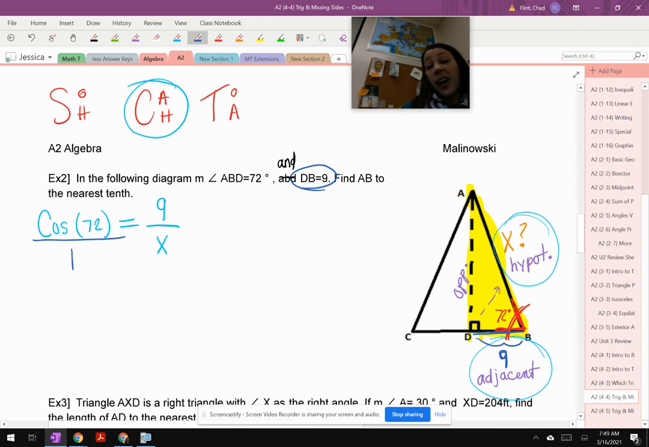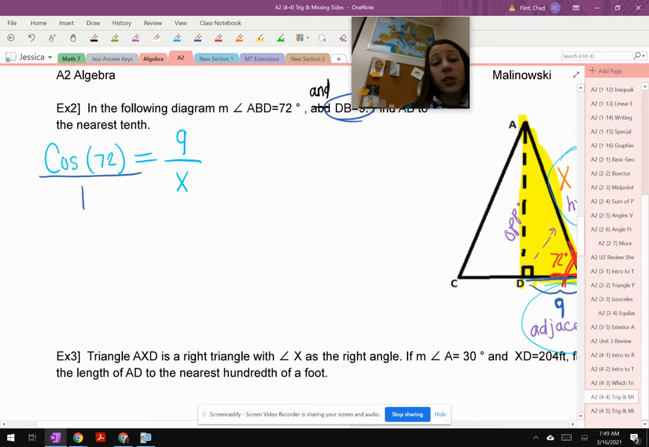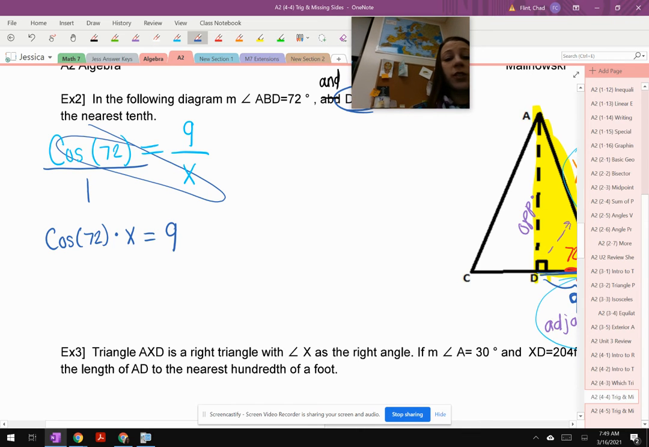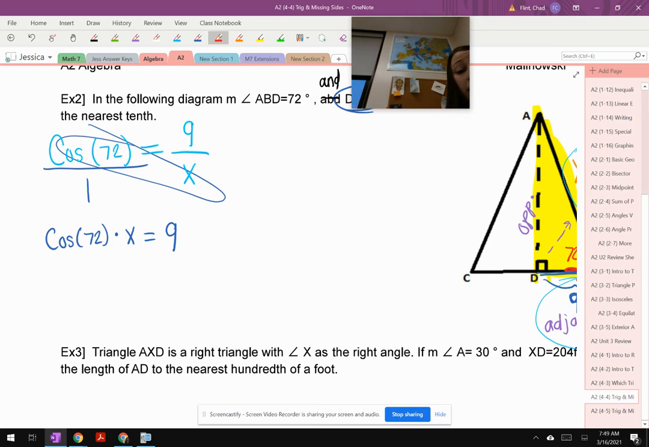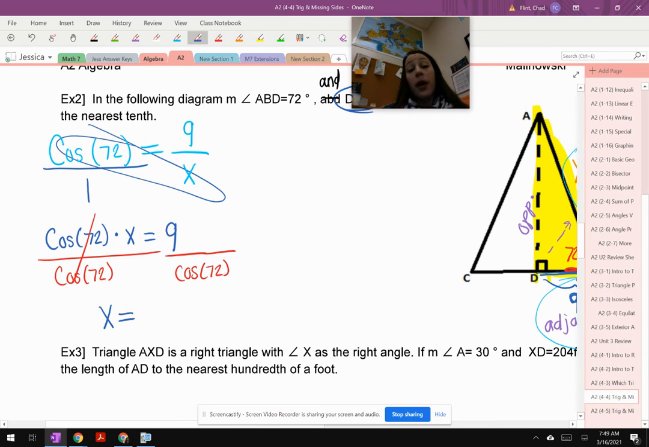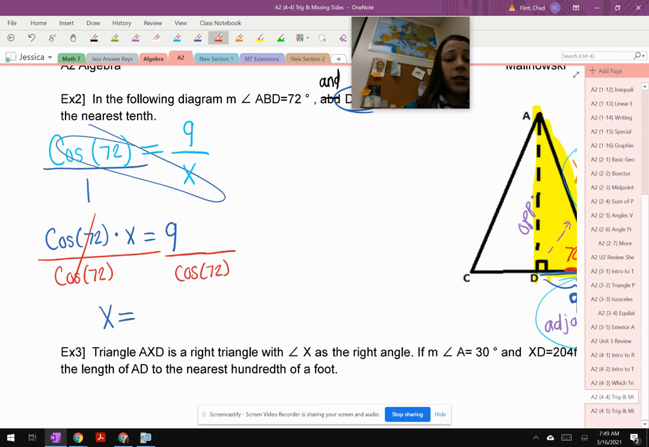And just like that, we've got that set up. Just like our last one, we're going to do some cross multiplication. 9 times, well, I'll start this side. So x times cosine is just equal to the cosine of 72 times x is equal to 9 times 1, which is 9. To get the x by itself, we're going to divide by the cosine of 72 on both sides, canceling them out over here, leaving me with x equals whatever 9 divided by the cosine of 72 is. And I'm just going to clean this up a little bit.